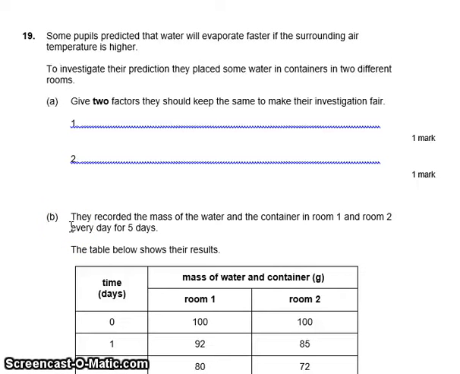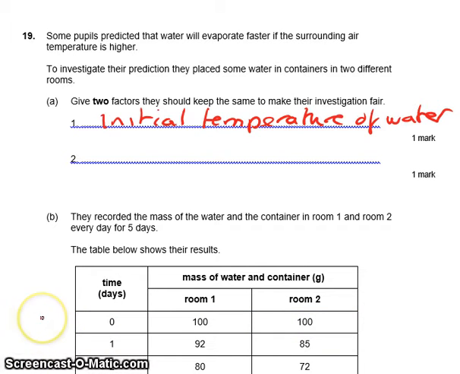Question 19 is about evaporation, and it's a level 5 to 6 question. First off, in A, they're looking for the two factors you keep the same. So they're looking for the control variables, and first off, they're looking for the starting or initial temperature of the water. The second factor they're looking for is the volume or mass of water.